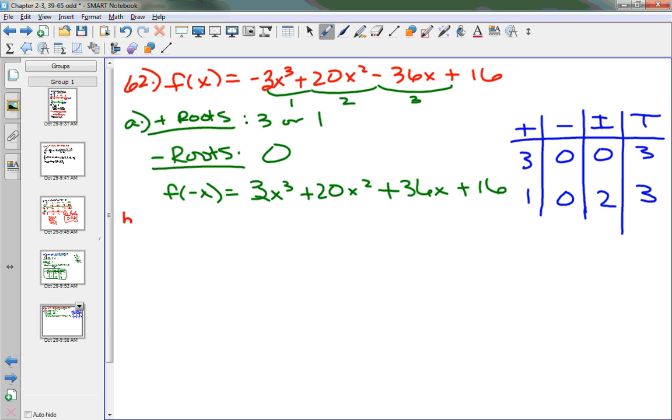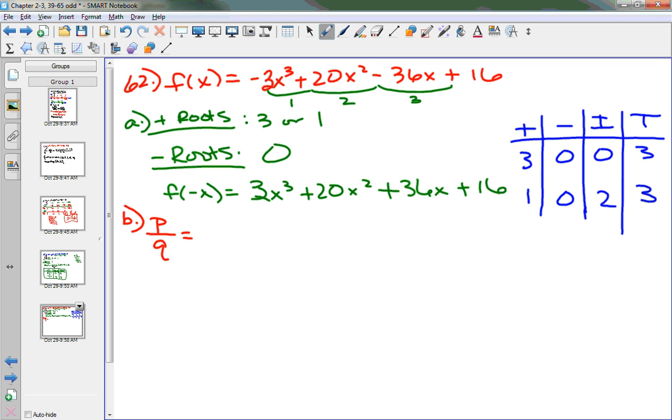Okay, letter B says, list the possible rational zeros of f. So what's that asking me to do? It's asking me to do P over Q.